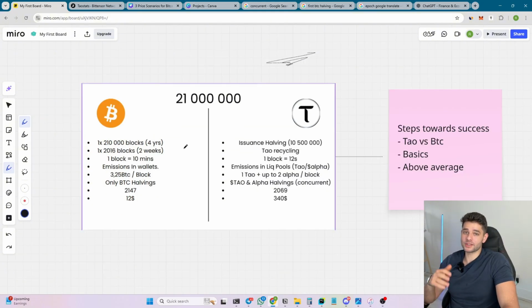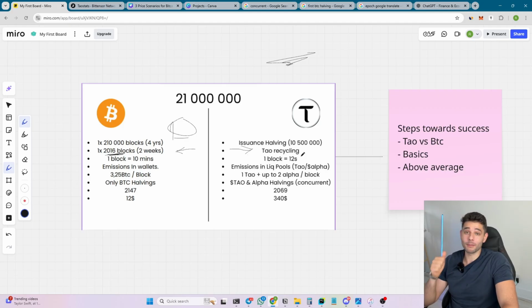In Bitcoin, there's a thing called difficulty adjustment where the protocol automatically calculates how many machines or ASICs are plugged into the protocol to mine Bitcoin, and it adjusts that difficulty every 2 weeks. This effectively lowers or increases the time it takes to produce a block, but roughly it stays around 10 minutes each block. And this is the equivalent of Tao recycling.